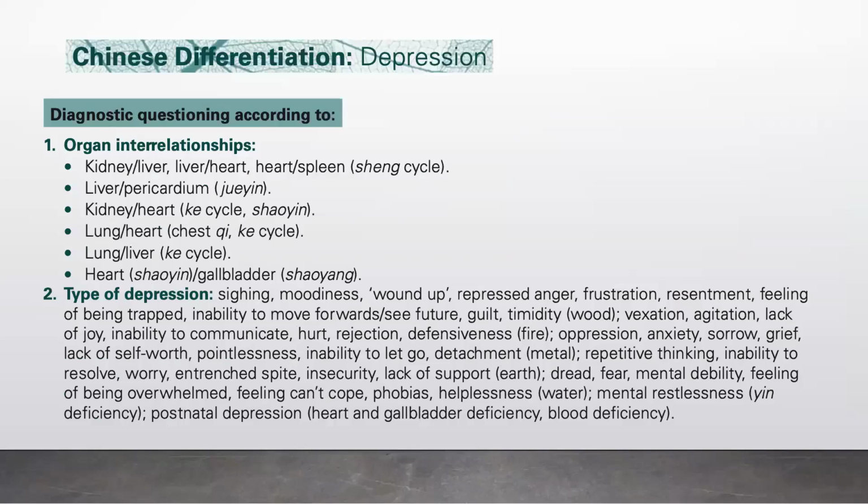Another is the kidney and heart relationship, or the Ke cycle and the Shaoyin meridian relationship. Another is the lung and heart relationship. This both involves the chest qi and is a relationship of the controlling, or the Ke cycle. Another relationship we should look into is the lung-liver relationship. And these organs have the Ke cycle relationship. The heart, or the Shaoyin, and the gallbladder, the Shaoyang relationship.